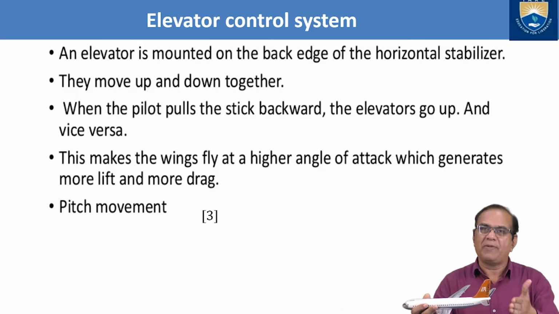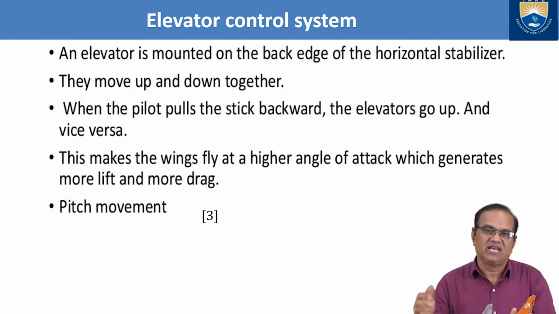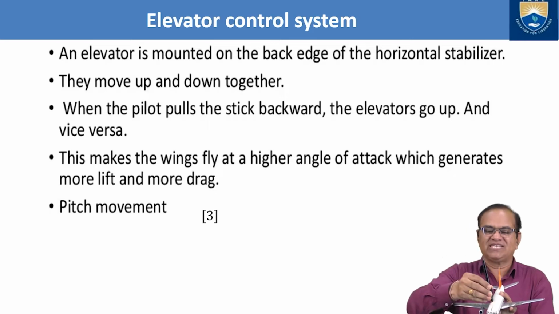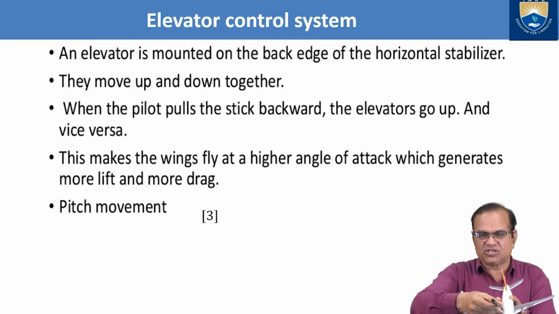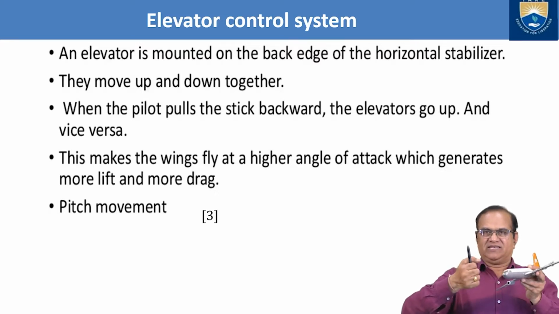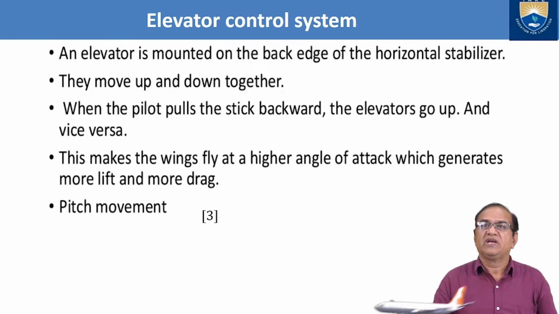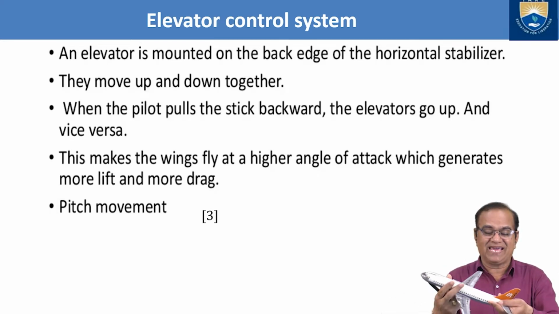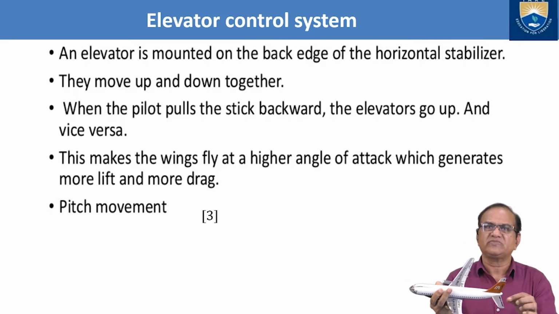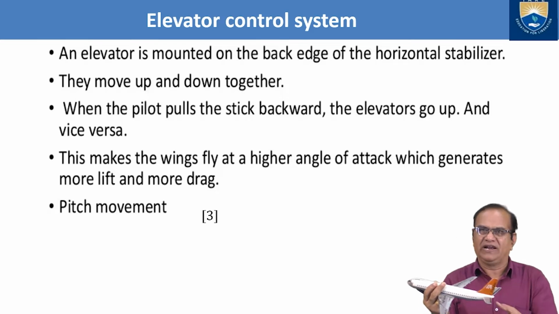This will go up or down as per the pilot's stick movement. If the pilot wants nose down, he has to push the stick like this, and the nose will go down. If he wants nose up, he pulls like this, and it will go up. So an elevator is mounted on the back edge, the extreme edge of the aircraft. They move up and down; they can go upward and also downward.